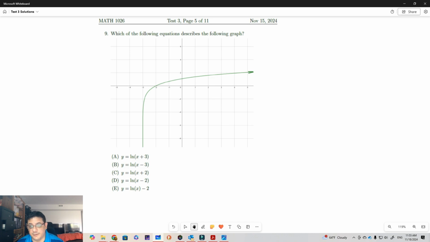Question number 9. This is a similar graph to what we had in test 2, and it asks what this log is describing. One of the things you have to know is that the log of 1 is 0. So whenever you plug in -2, you get log of 1. You have to look for something that when you plug in -2 gives you log of 1, which in this case seems to be this one, right? When you plug in -2, you get log of 1, which is 0. Also, this tells me that the asymptote is at -3, which fits with the graph. So that's the candidate that works for this.